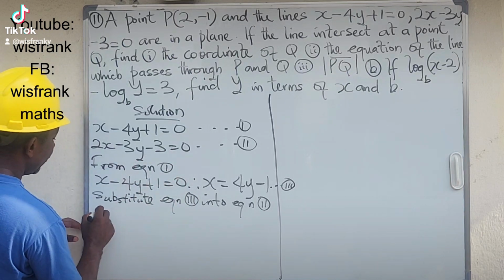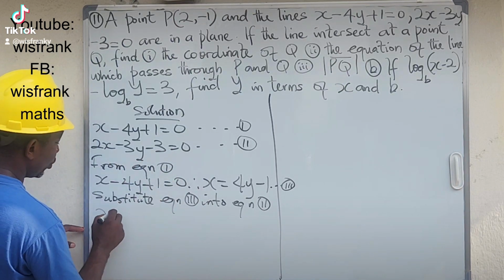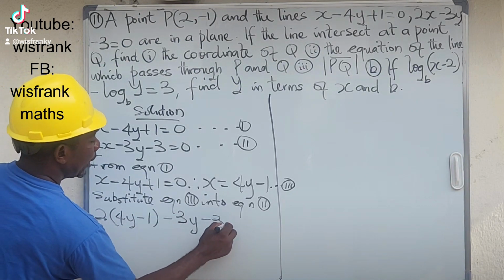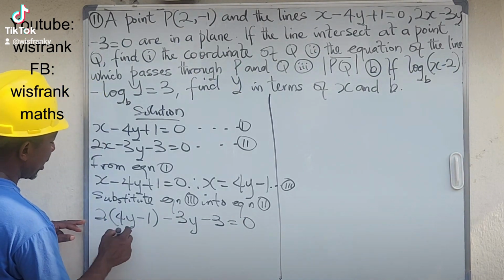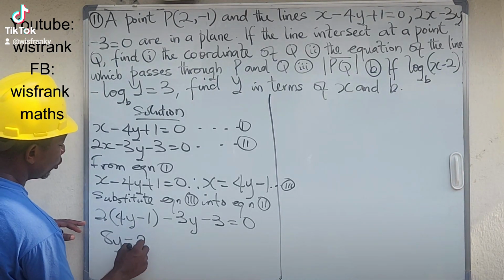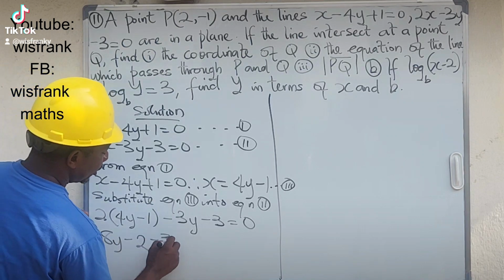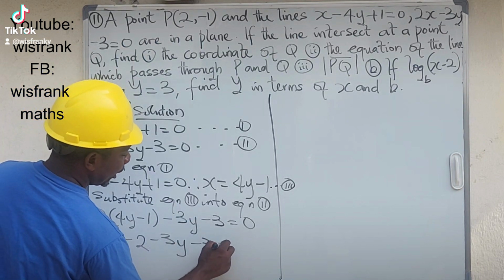In equation 2, we have 2x. Anywhere we see x, we put 4y - 1, then minus 3y minus 3 equals 0. So we expand this. We have 8y - 2: 2 times 4y is 8y, and 2 times minus 1 is minus 2. Minus 3y, we bring down, minus 3 equals 0.